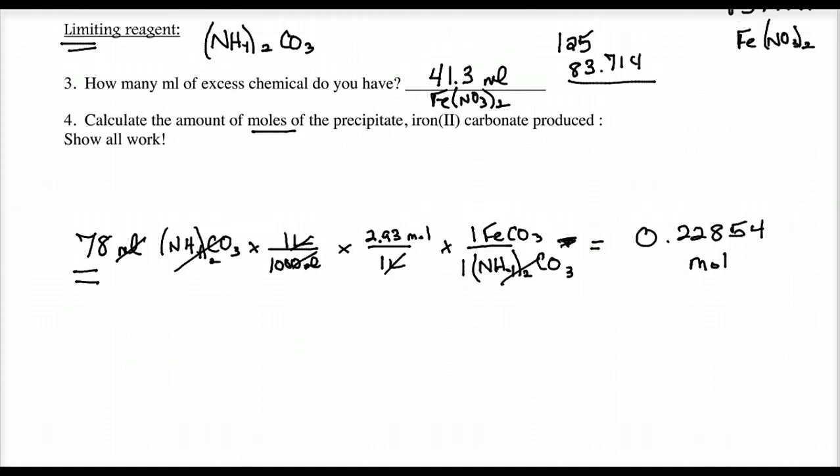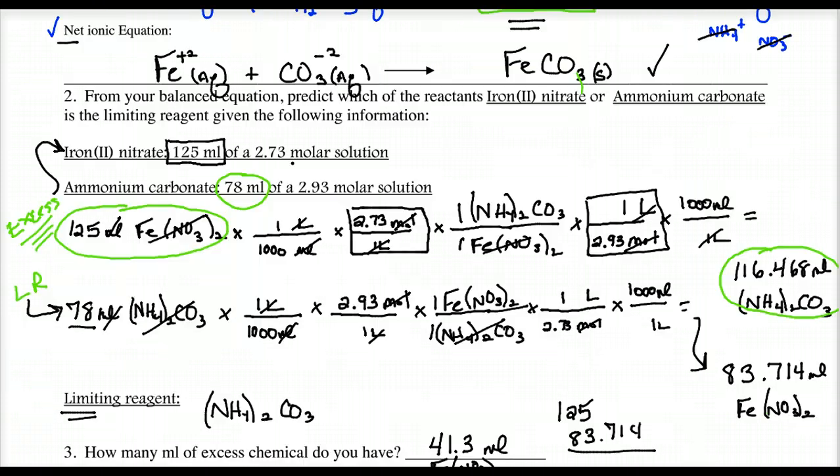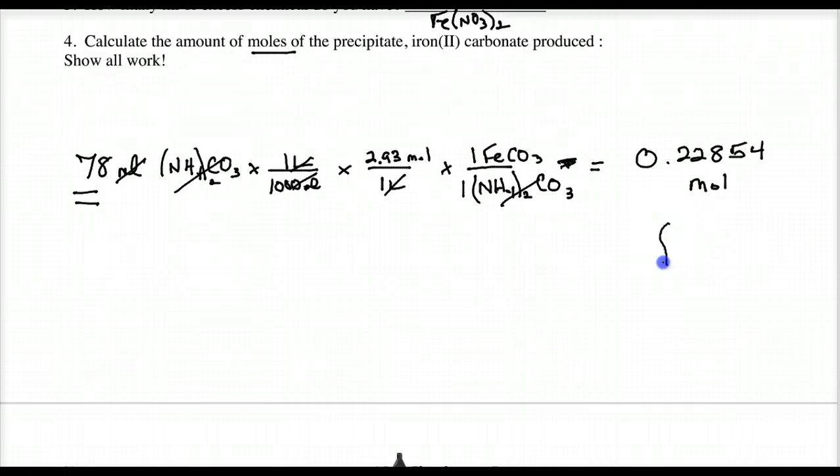And of course, we started with 2 sig figs in our conversions, or at least the limiting number of all of our measured values is 2 significant figures, so my answer would have to have 2, so I'm going to round to 0.23 moles of my precipitate, which is iron carbonate. Not terrifically hard, but a lot of chemistry involved there.